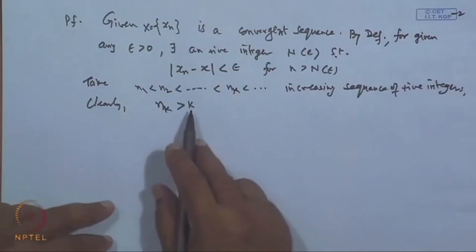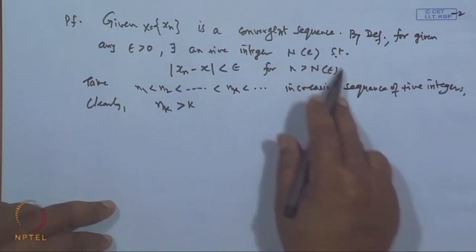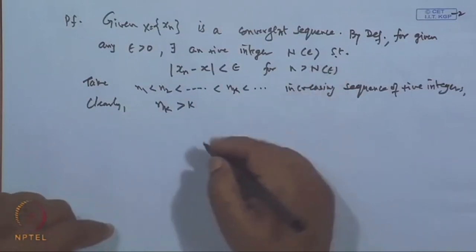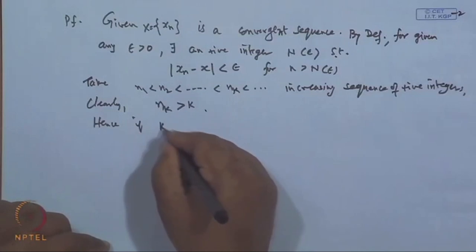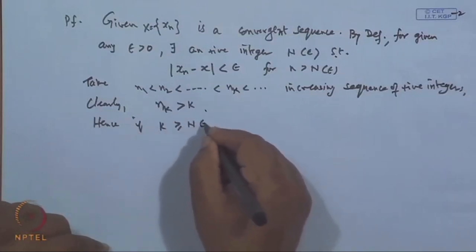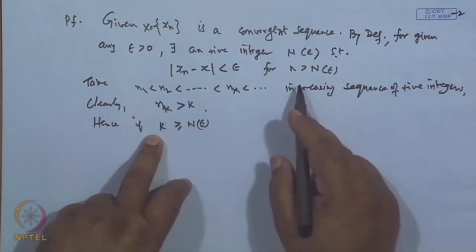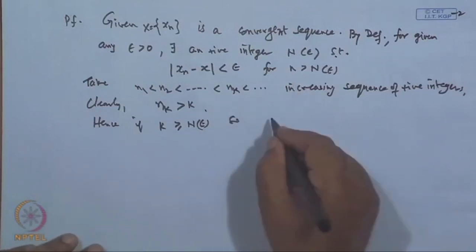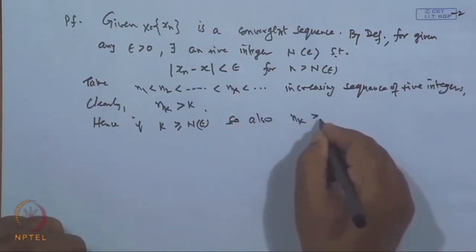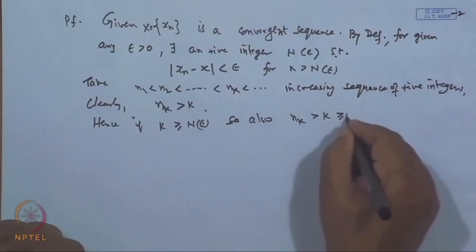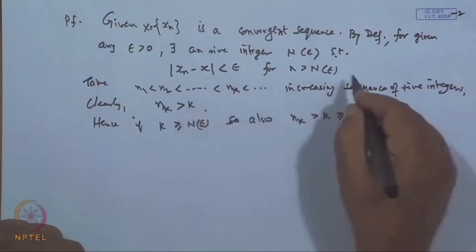Now, if this k is greater than or equal to capital N, which depends on epsilon, then obviously n_k will also be greater than or equal to k, which is greater than or equal to N(epsilon). Therefore, for these n_k, this result is true.